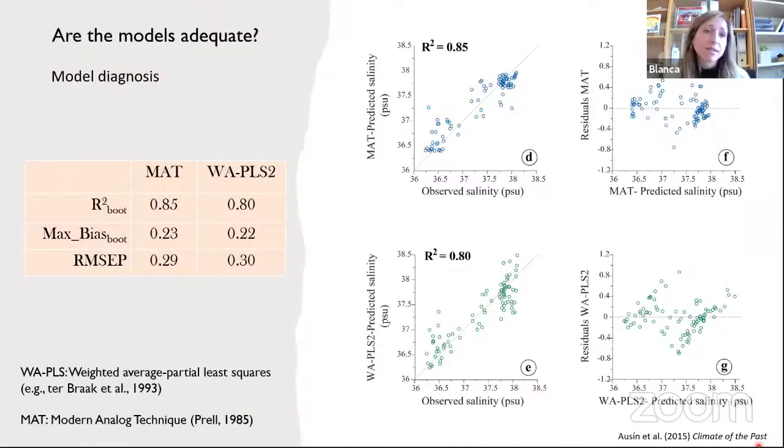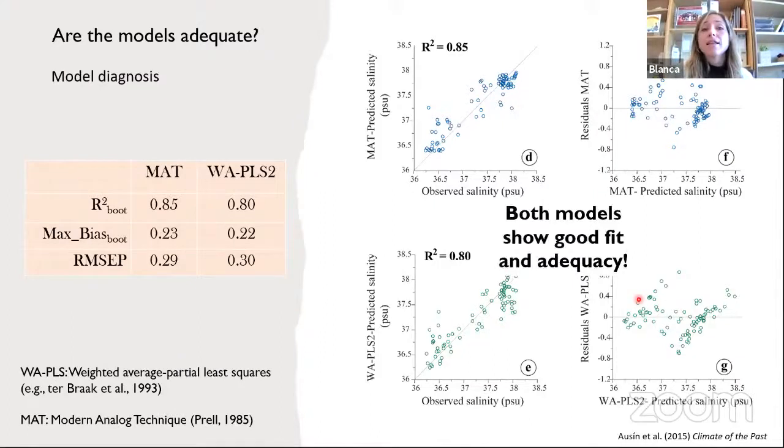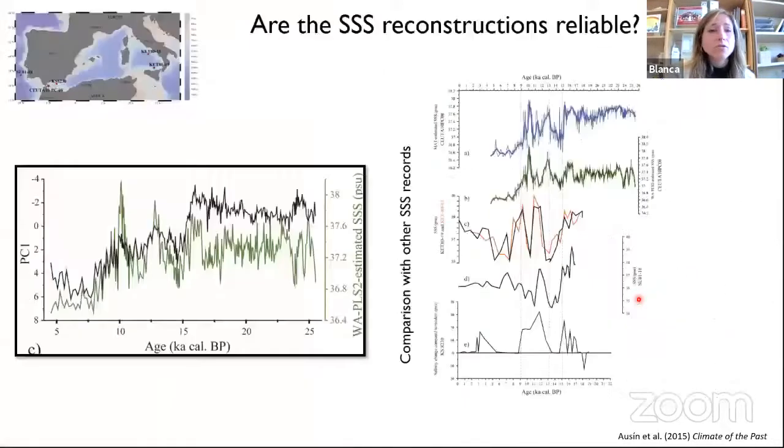to one line that indicates perfect prediction. And also the residuals are distributed around zero and show no apparent pattern. So they indicate that both models show good fit and adequacy. In the end, we ended up using the weighted average partial least squares to perform our sea surface salinity reconstruction. But the next question that we asked ourselves was whether this reconstruction was reliable or not.